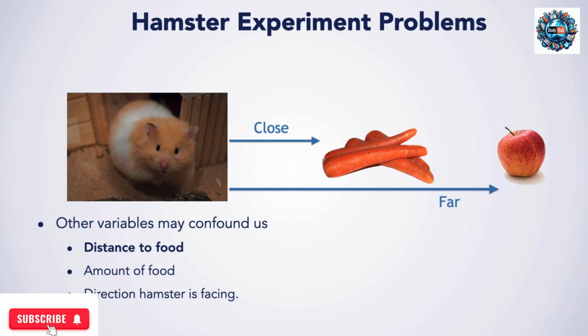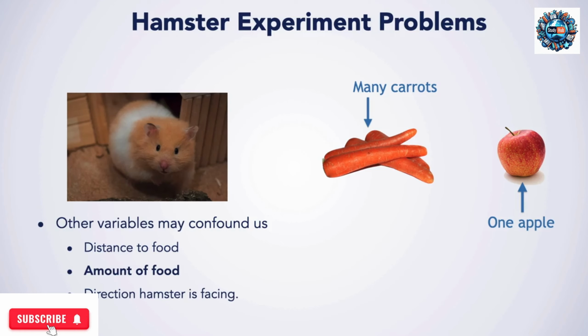One problem is that there are other variables that may confound us. For example, the distance from the hamster to the carrot is shorter than the distance from the hamster to the apple. The hamster may not care which he eats, he just picked whichever is closer. Another confounding variable is the amount of food. Here we've put several carrots and one apple. It could be that the hamster cares less about which type of food there is and more about the quantity.